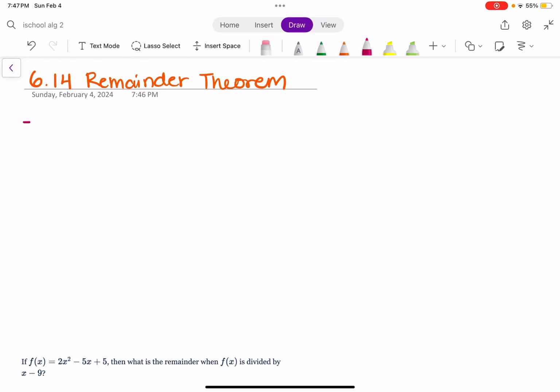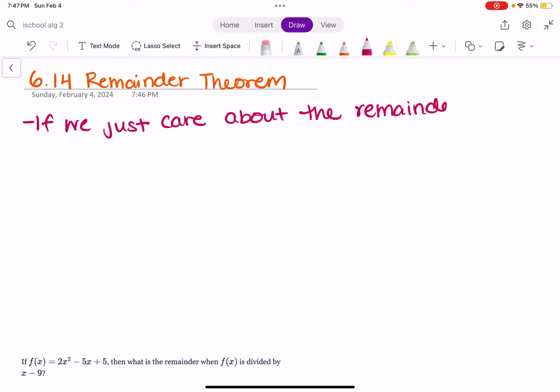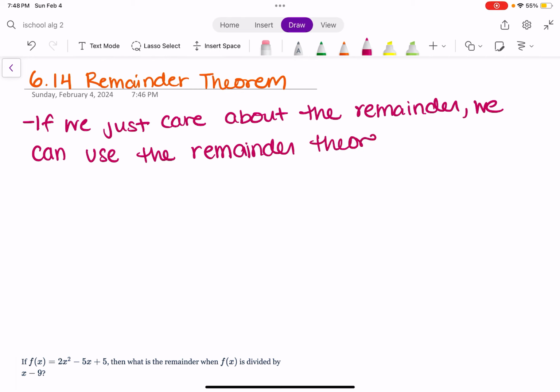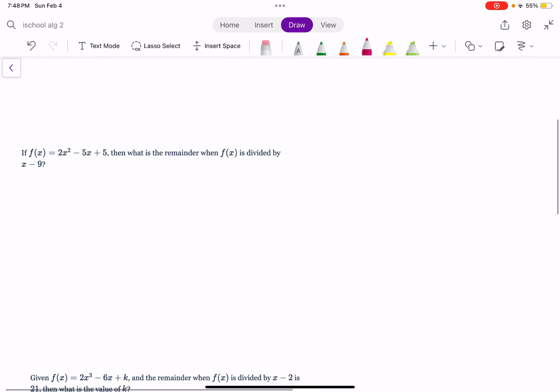So if we just care about the remainder, so again, we don't care about the answer, we just care about the remainder, we can use the remainder theorem. Okay, and it's pretty simple how you do this. So we're going to do this question together.